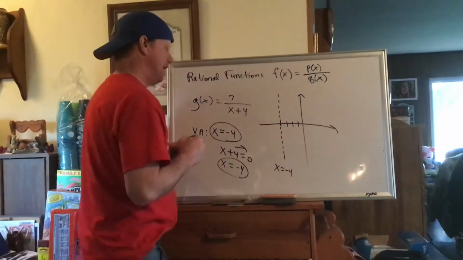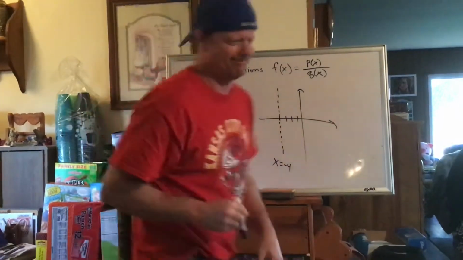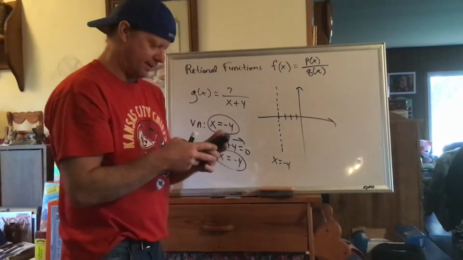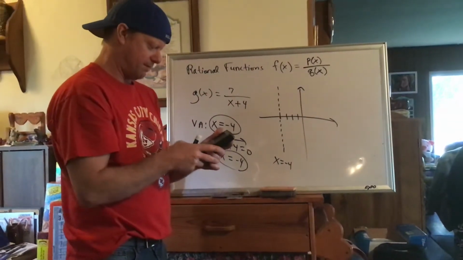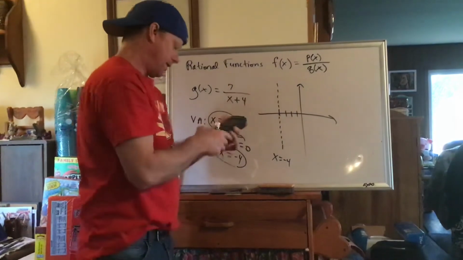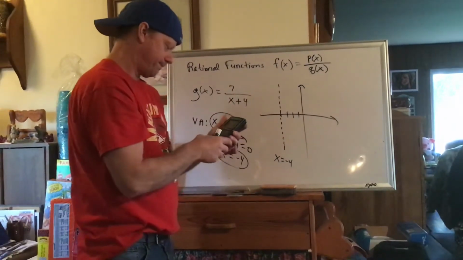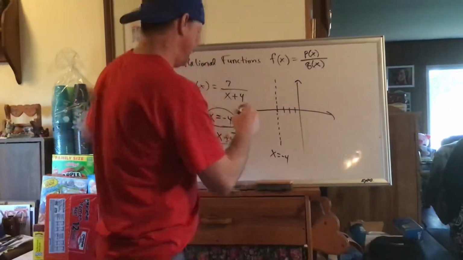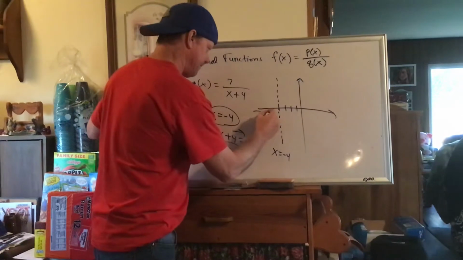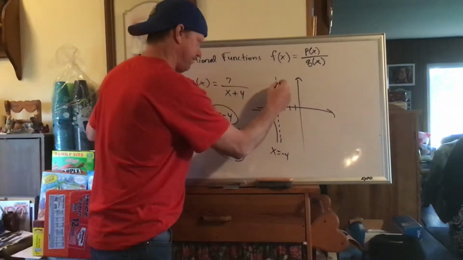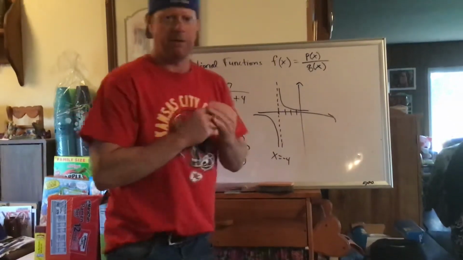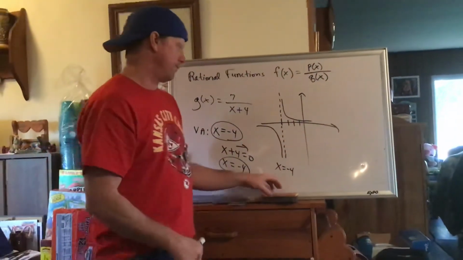Alright. And then, so if I type that in on the calculator, y equals 7 divided by the quantity x plus 4 and graph it, that guy is going to look like this. Okay? And there's going to be a vertical asymptote at x equals -4.